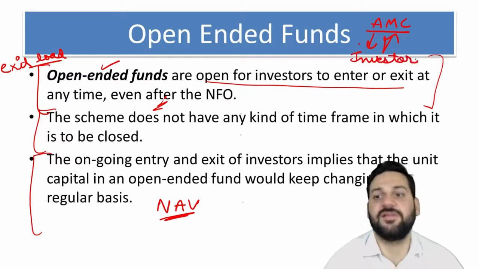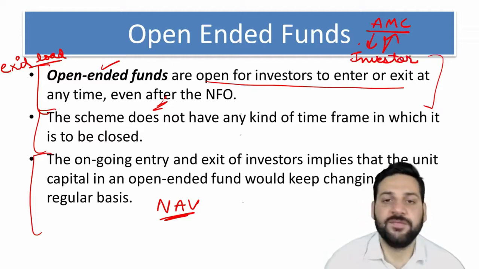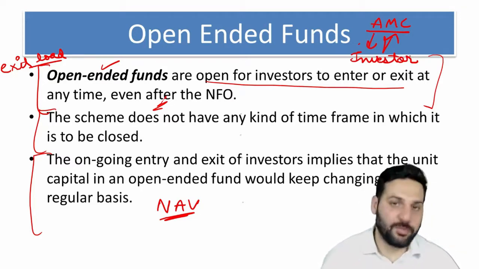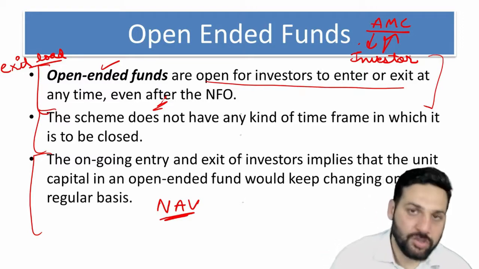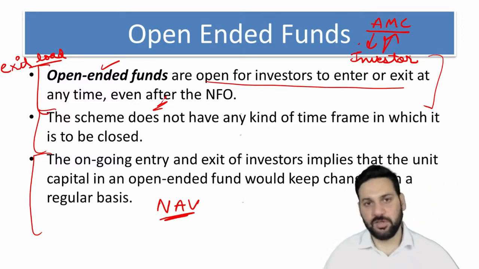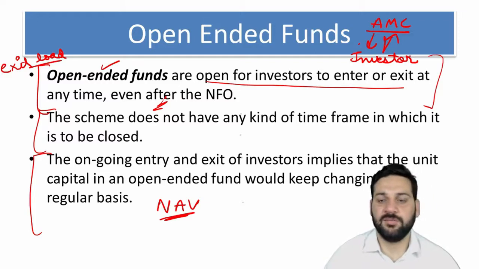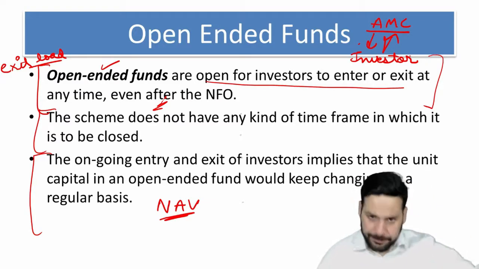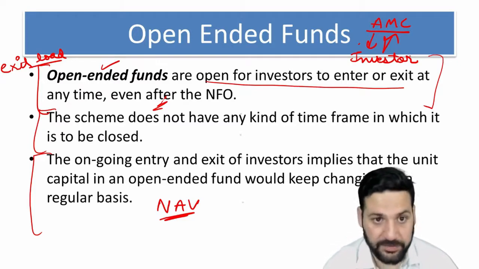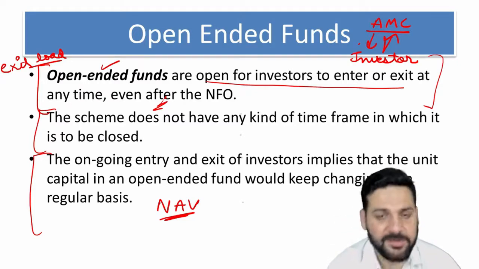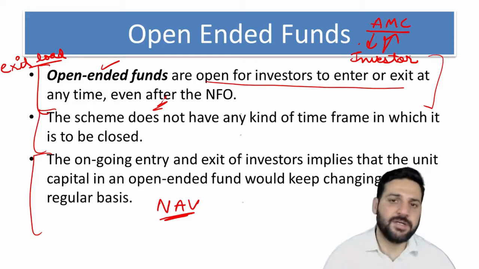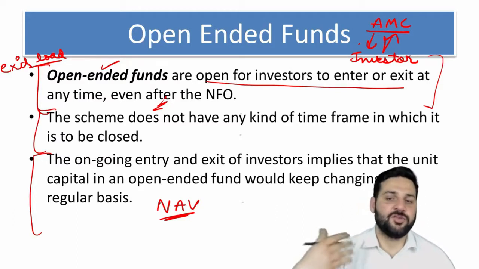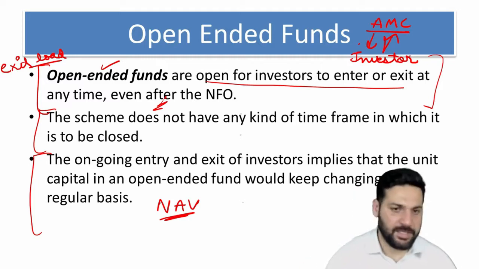No stock exchanges involved. In the open-ended funds, stock exchanges are not involved. You are buying the units from AMC and you are selling the units to the AMCs only. Distributors are there in between you and AMC, but finally you are dealing with the AMC, right? This is the open-ended fund. Common examples are Kotak multi-cap, Kotak standard multi-cap fund, Reliance large cap, Reliance small cap. Lot of funds are there, right?